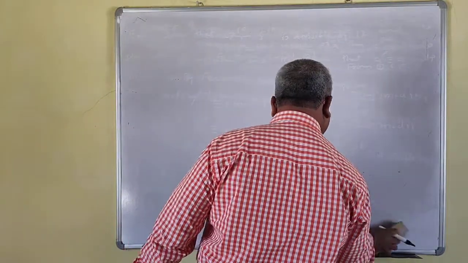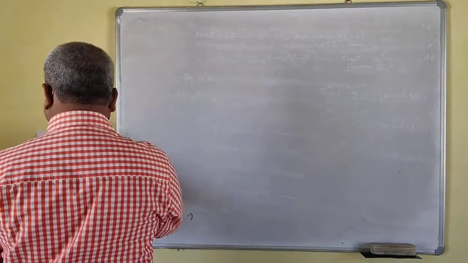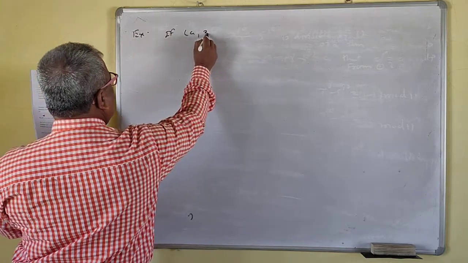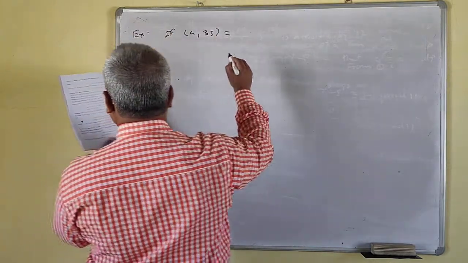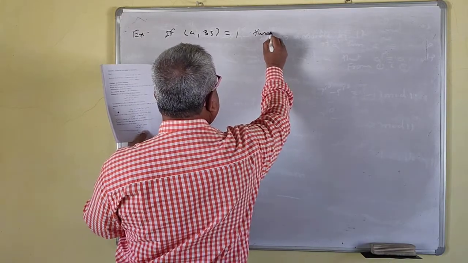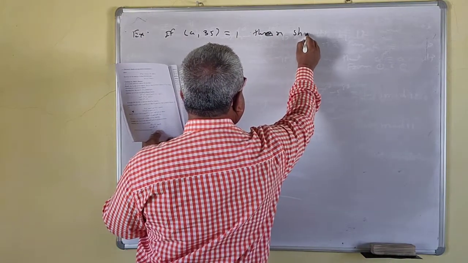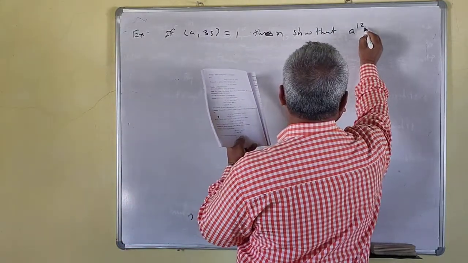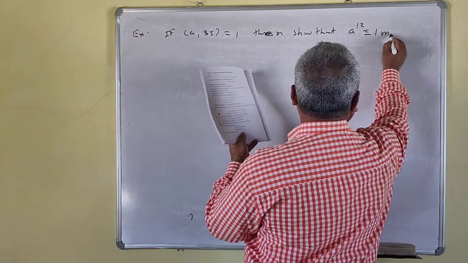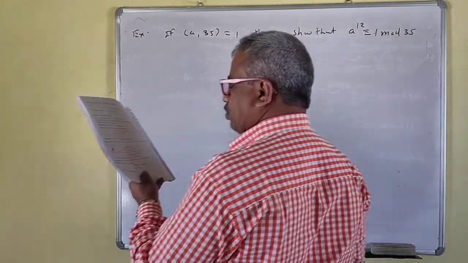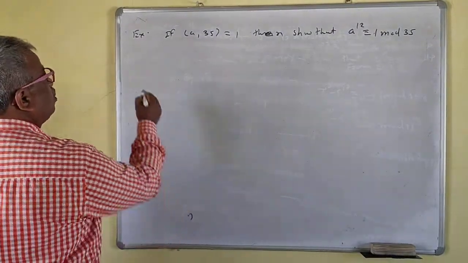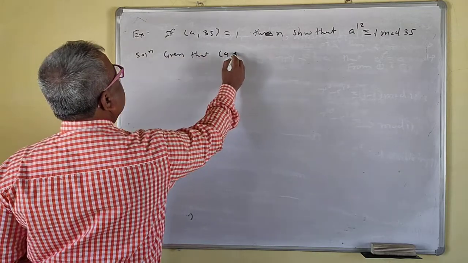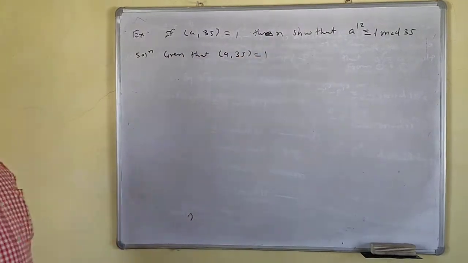Okay, so we'll take the next problem. Next example. If GCD of a and 35 is 1, then show that a raised to 12 is congruent to 1 mod 35. Solution. Given that GCD of a and 35 is 1.